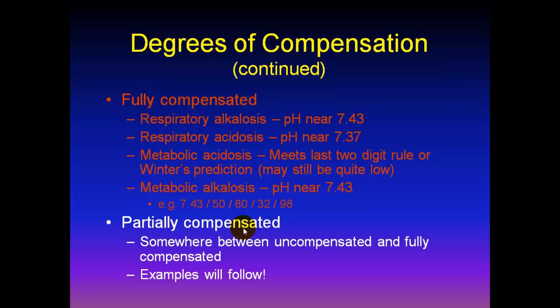Partially compensated is the only one we haven't talked about, but it's very easy to define. If it's somewhere between not being compensated and being fully compensated, then it's partially compensated. So you can detect some compensation, but that falls short of full compensation. All of these are very tricky concepts to understand without examples. That's why I've already started to give you some examples, but as I give you more problems and examples, you'll really understand this.